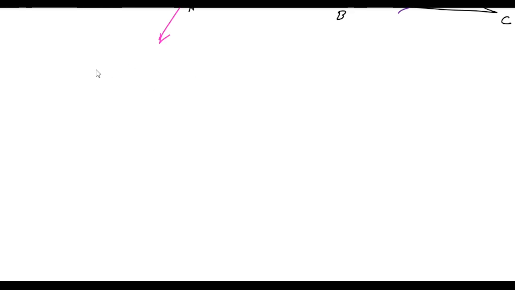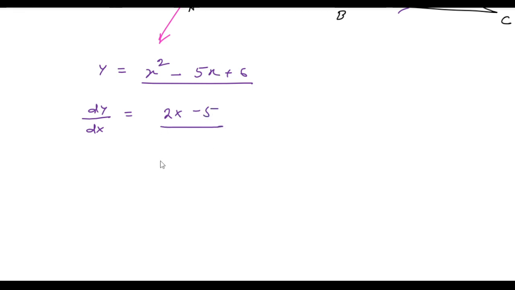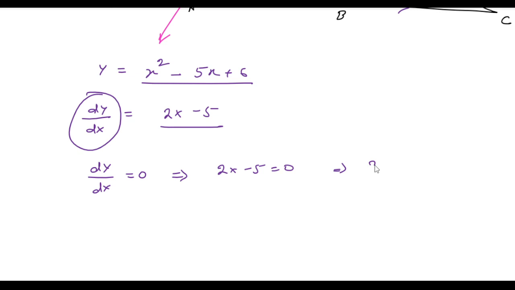One problem I will take. Suppose you have the equation x square minus 5x plus 6, and they ask you to find the turning point. So what do you do? You differentiate it. Here it is 2x minus 5. Now at the turning point, what happens? Your slope becomes 0, so dy by dx will become 0. So 2x minus 5 is 0, means 2x equals 5, means x equals 5 by 2.